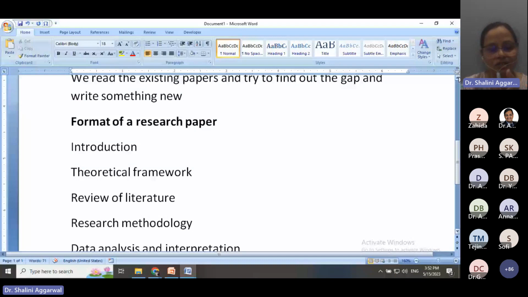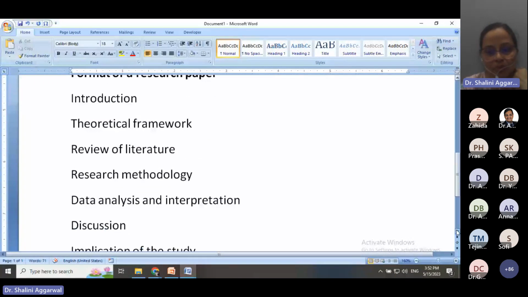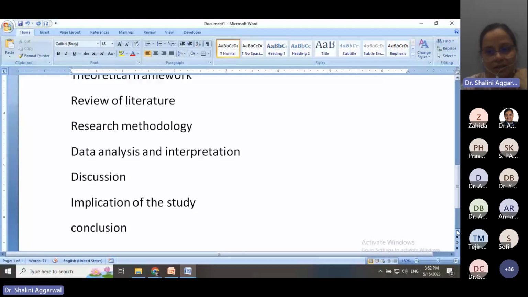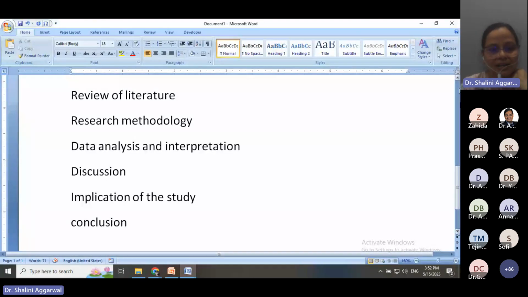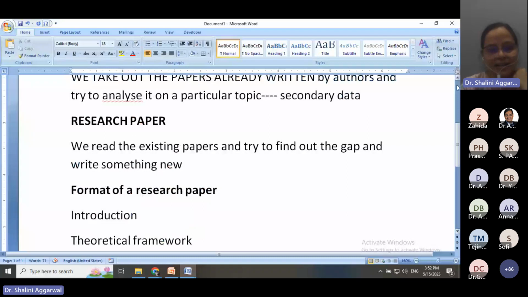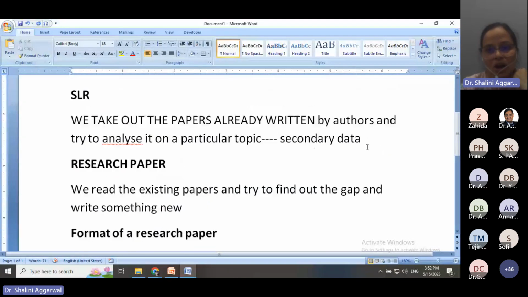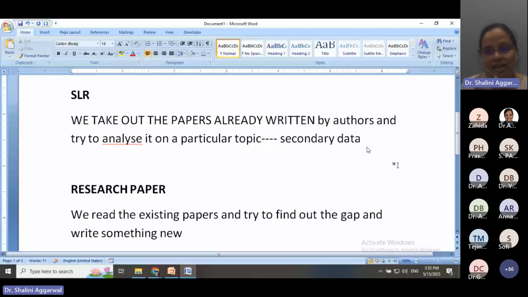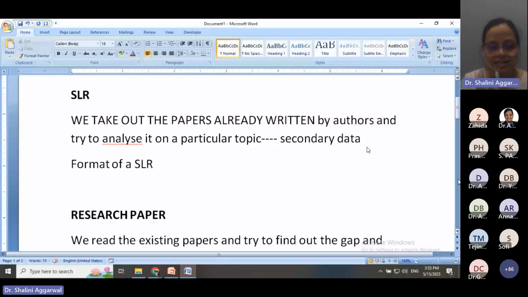When we are writing a research paper, these are the different categories that we normally discuss. Now, let's understand how we go about writing an SLR. Right now, I have shared the format of a research paper. Now, let me share the format of an SLR. So how do we go about it?